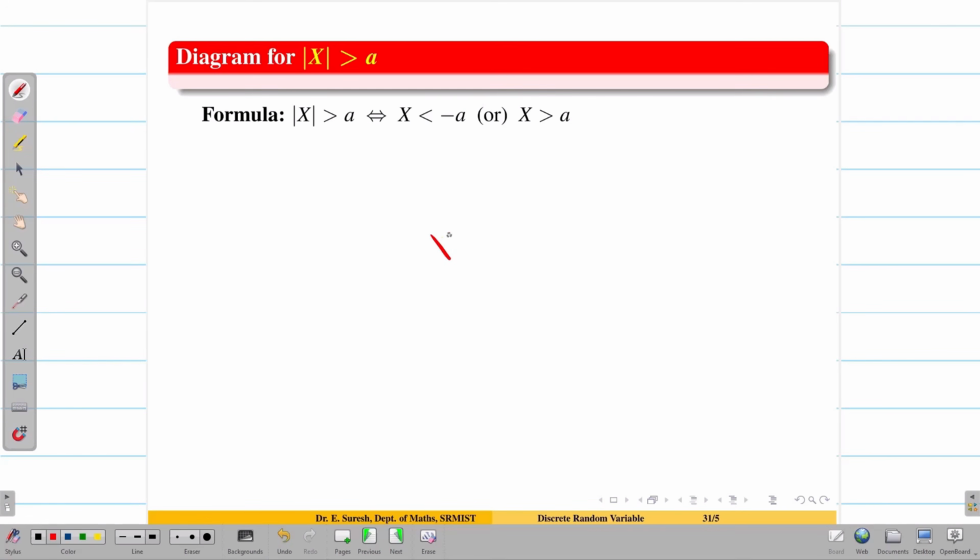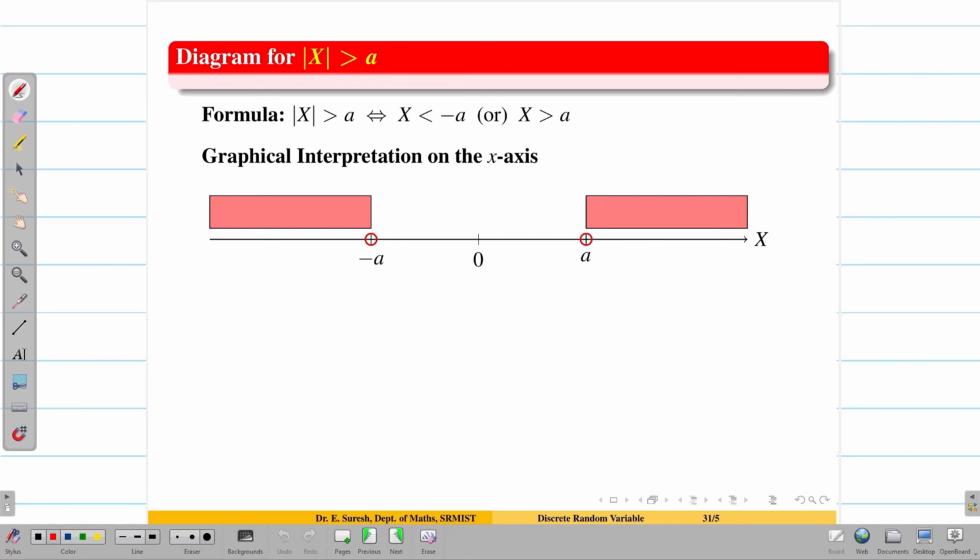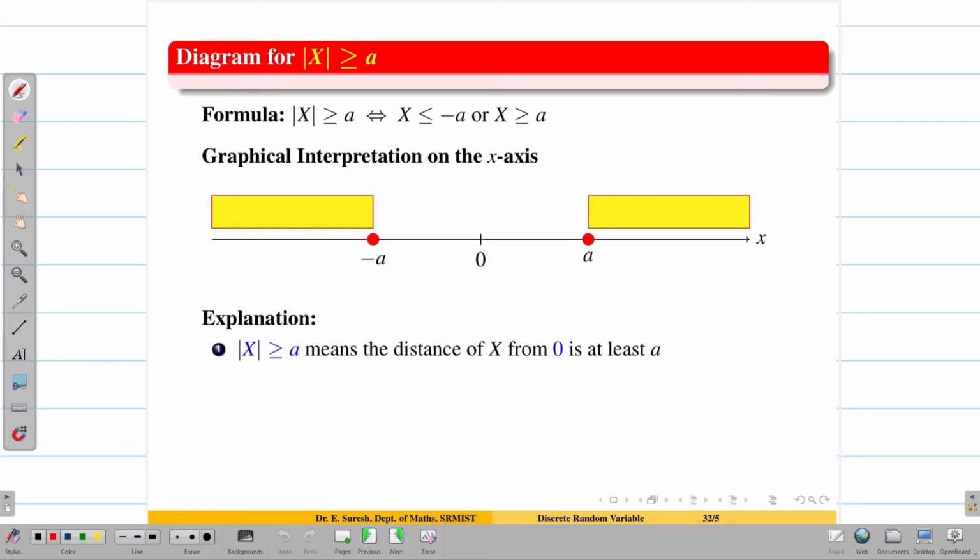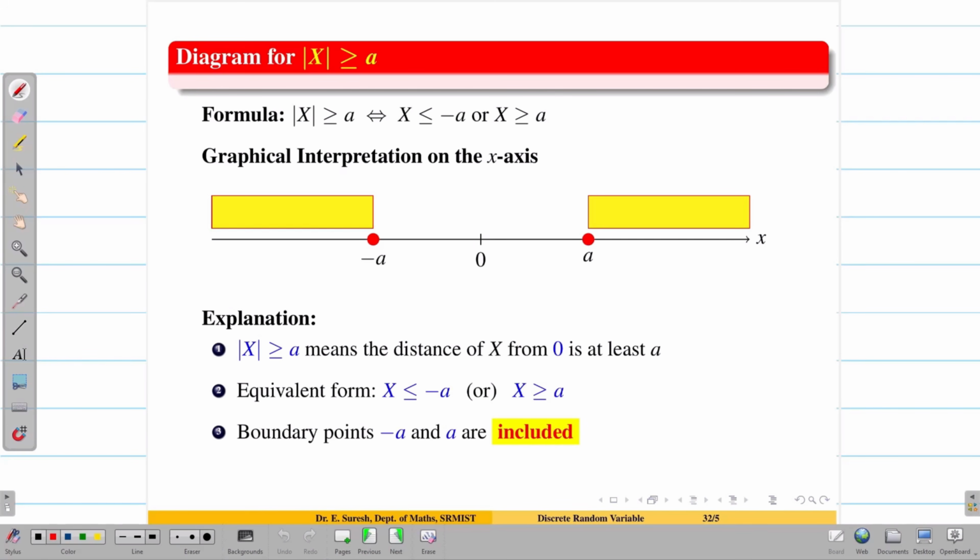And next, if they ask mod x greater than a, we should be very careful, because mod x greater than a means x should be greater than a, it goes up to infinity, or x should be less than minus a, it goes up to minus infinity. We can see the graphical interpretation on the screen. Similarly, mod x greater than or equal to a means we have to include a and minus a alone.